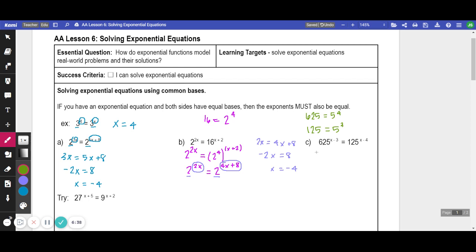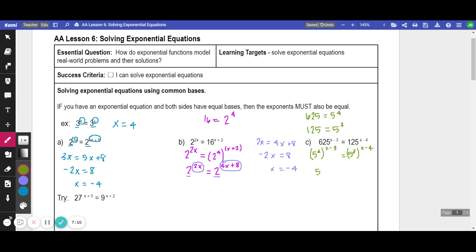So I'm going to change the 625 into 5 to the 4th. But don't forget, we already had an exponent there, x minus 3. So don't leave that off. Equals, I'm going to rewrite 125. I'm going to change 125 to 5 cubed. But I also already had an exponent there, x minus 4. Okay, so my bases now are both 5.